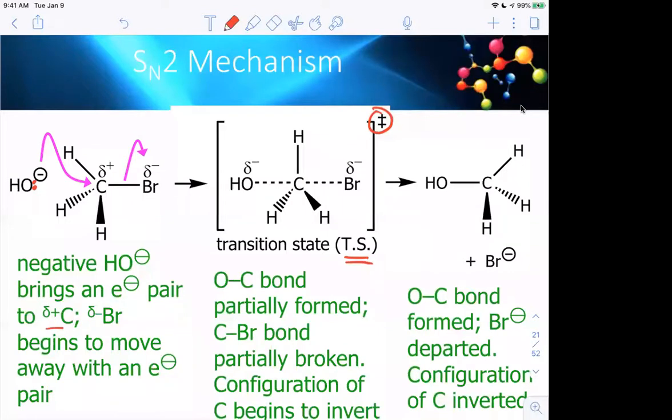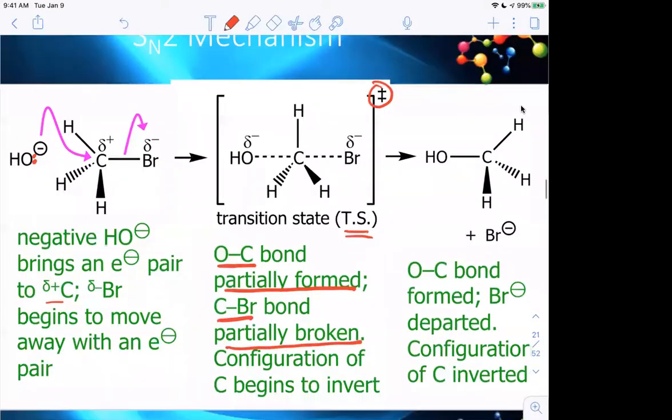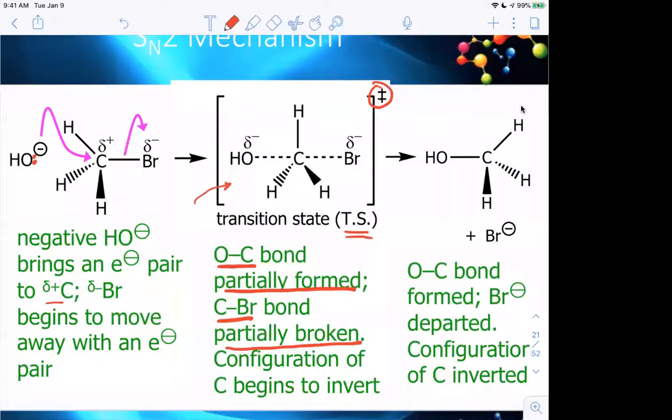Remember, transition states are energy maximum on the energy diagram. You can't isolate a transition state. It's just sort of what's happening during the reaction in terms of my bonds making and breaking. So I have a partial bond, right? This carbon-oxygen bond is partially formed, and the carbon-bromine bond is partially broken. And because this is on the opposite side here, my configuration of that carbon, if it is a stereocenter, begins to invert. Here in my product, my oxygen-carbon bond is formed, the bromine has left, and if that is a stereocenter, that configuration on that carbon has been inverted.